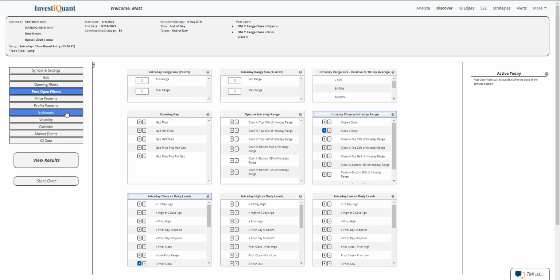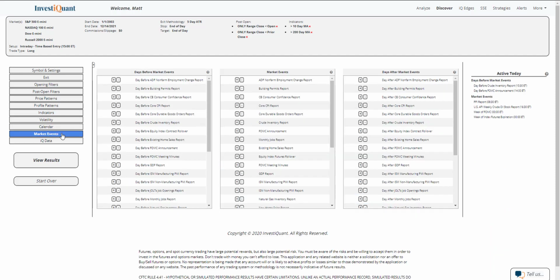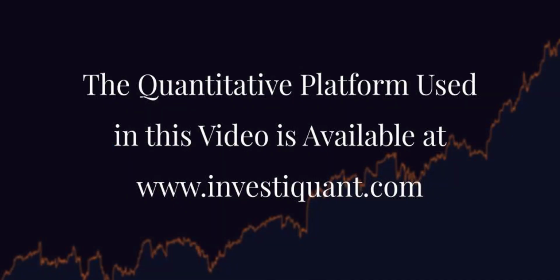All right, next I want to put us in a similar market environment. We are above a 10 and above a 200-day simple moving average. And then lastly, in the market events, we are the day before the FOMC announcement. I'm going to grab that from the active today section. I'm going to click on day before FOMC announcement. There it goes. Now I can click view results.